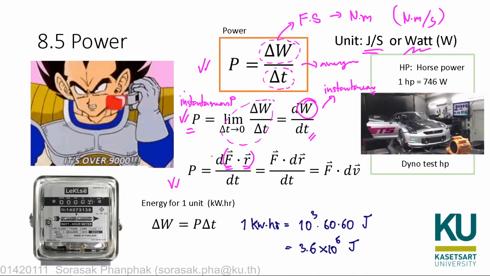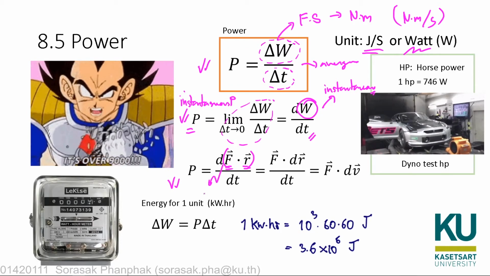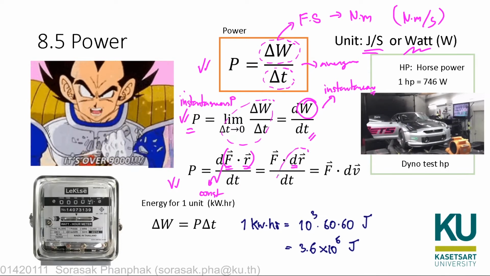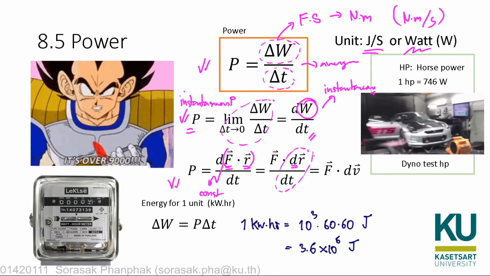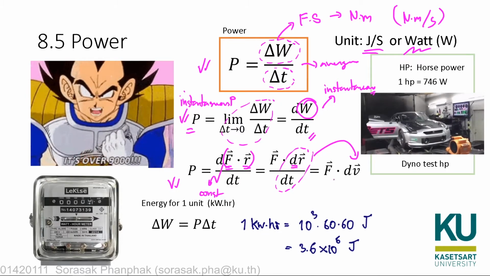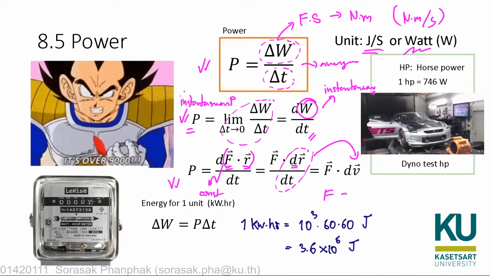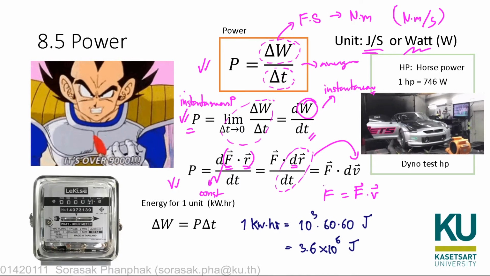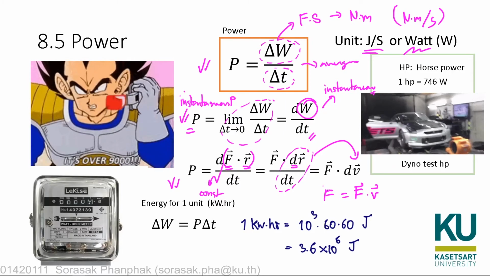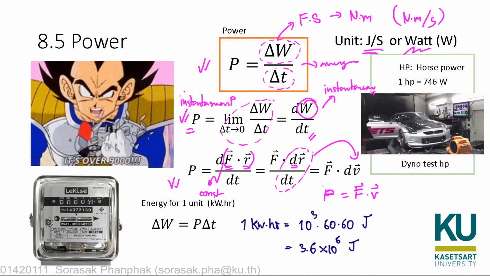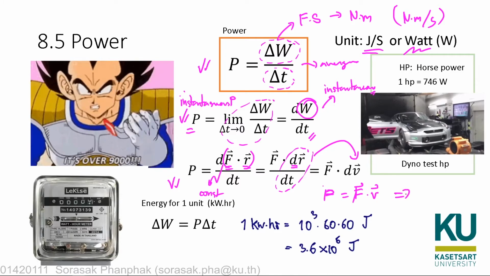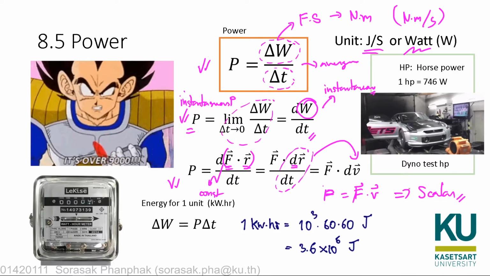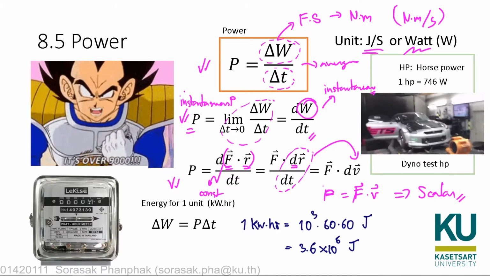If we have a constant force, the only change is ds. And your dr or ds compared to dt is your v. So you can find the definition in terms of F dot v. The power is F dot v, which is power as a scalar quantity.